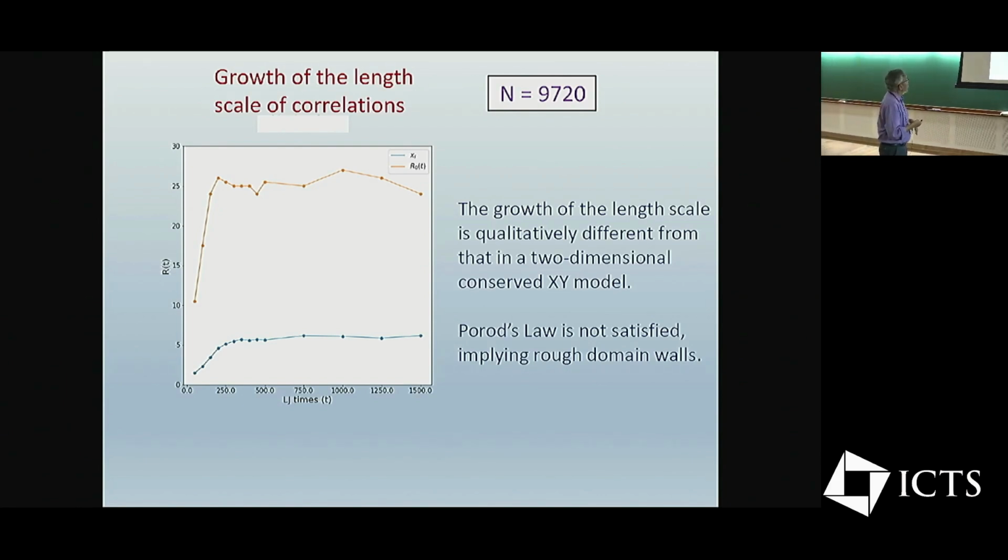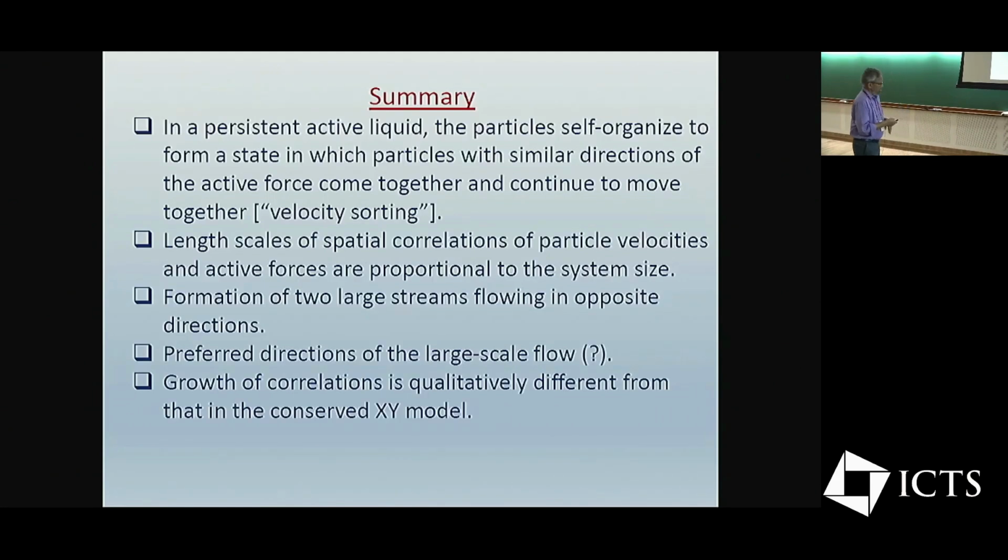So pretty much my time is out. This is basically the summary that I will not read out. These are the main findings, that there is this velocity sorting or the growth of correlations.